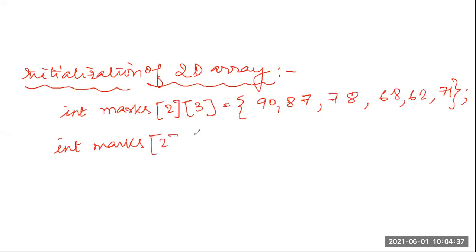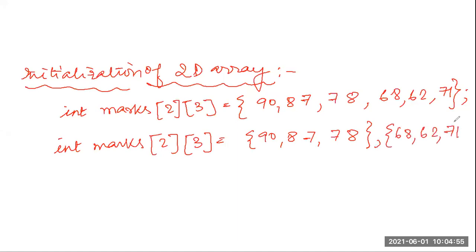Suppose the same, I declare the row one and store row-wise. So first I stored 1987, 78. Okay. Then again I am storing 68, 62, 71. Okay. Here is another bracket. So this will mean that this will be in my first row, this will be in my second row. Okay, row 1 and row 2. Fine. This is a way of initializing.